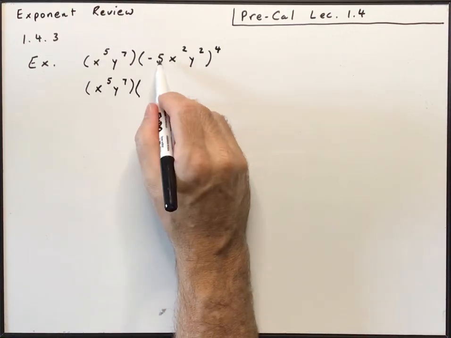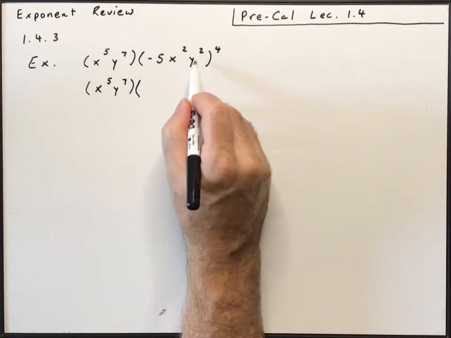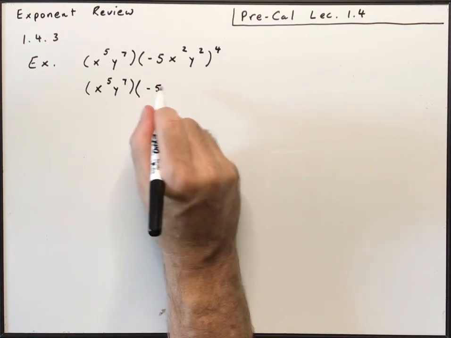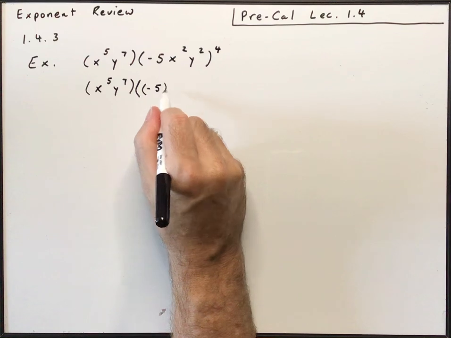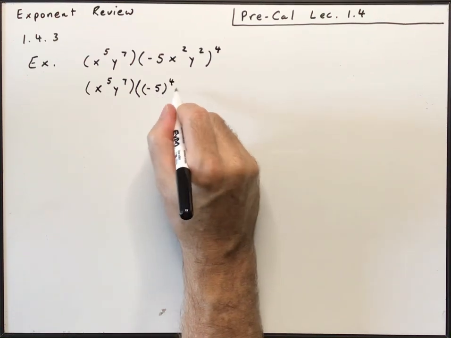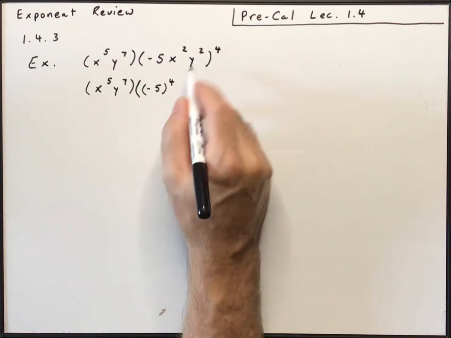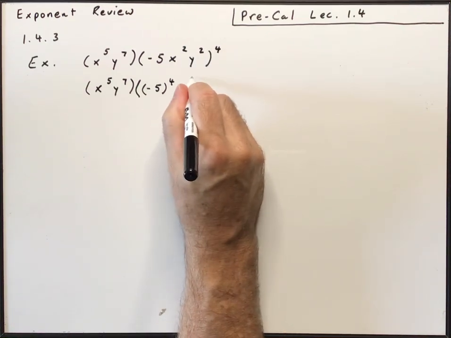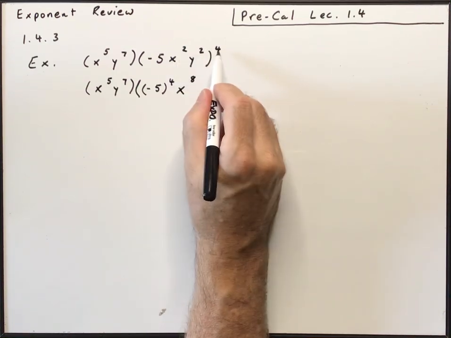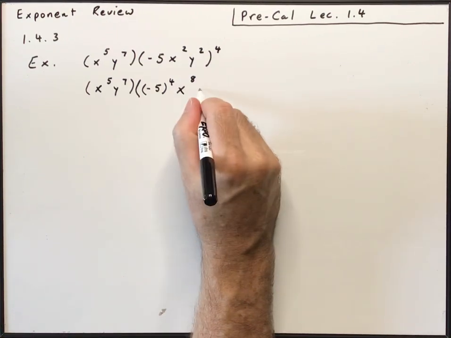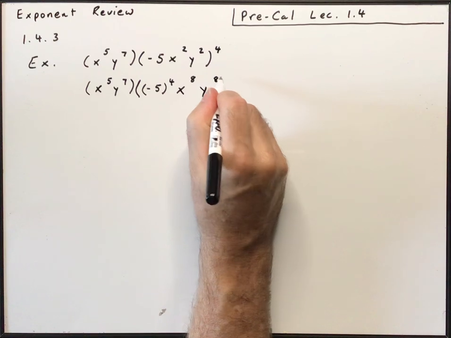Okay, so each one of these components I'm going to raise to the 4th power. So we would have negative 5 to the 4th times x squared to the 4th. We're going to multiply 2 times 4, that'd be 8. Raising a power to a power, so don't add, it would be multiply. And then y squared to the 4th would be y to the 8th.